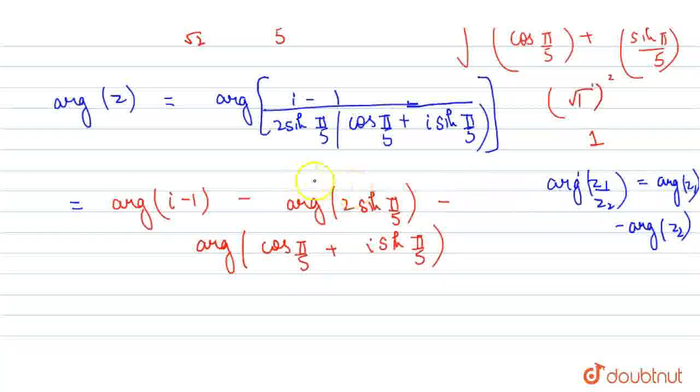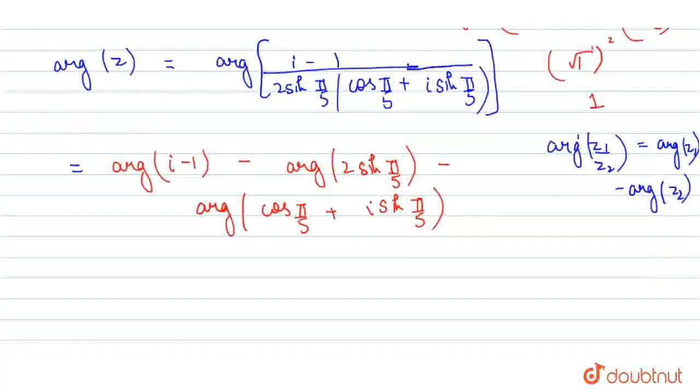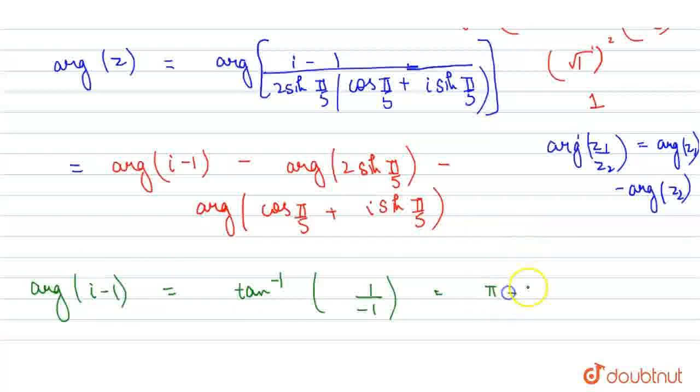How do we solve that equation? First of all, we have to solve the argument of iota minus 1. We can write the argument in this form: tan inverse of imaginary part upon real part. The imaginary part is 1 and the real part is minus 1, so the point exists in the second quadrant, where the argument is pi minus pi by 4. It means 3 pi by 4.